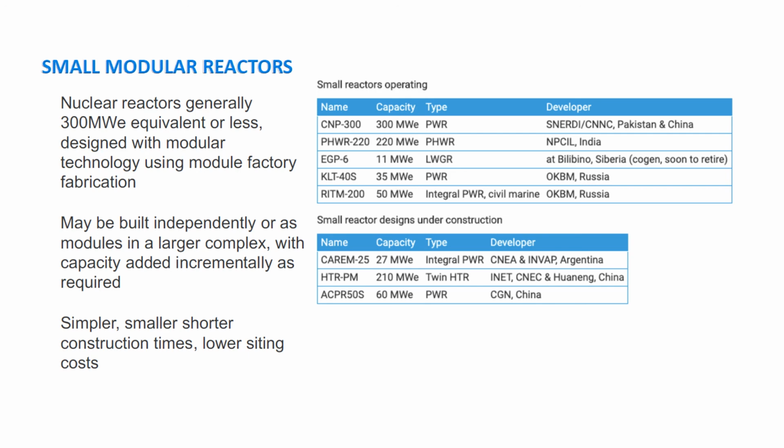These are some of the small reactors operating around the world. You have your CNP, your PHWR, and then your GP, your KLT, and then your RITM in Russia, and some small reactor designs under construction in Argentina, China, and also another one in China. So those are your types of reactors, and those are your components of your power reactors.